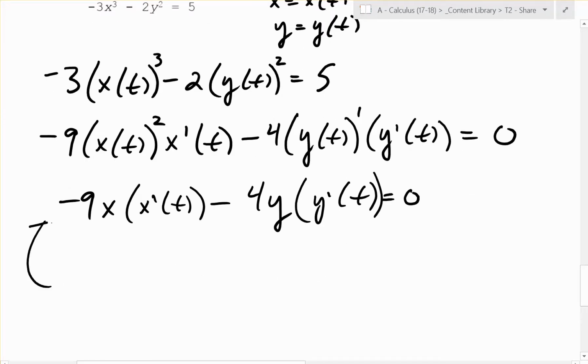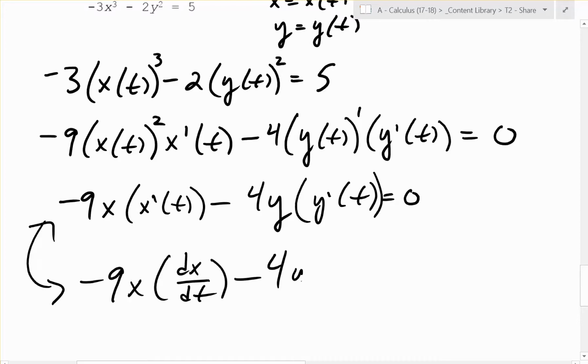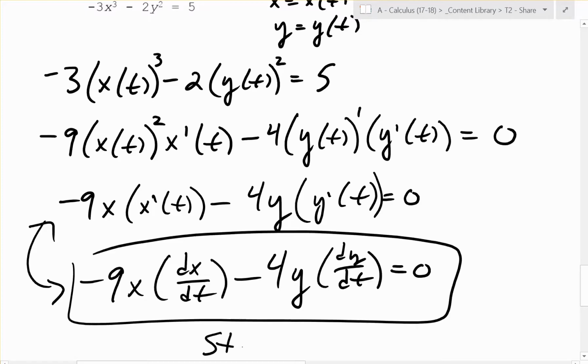Another way to write it, and these are going to be the same, is negative 9x dx dt minus 4y dy dt equals 0. This is the same thing, just different notation, because we're differentiating with respect to a third variable. This is where you would actually stop, because it doesn't say what to isolate.